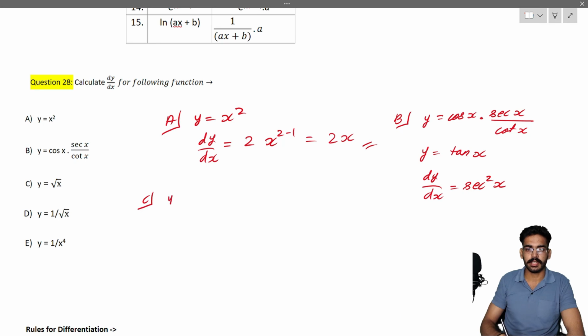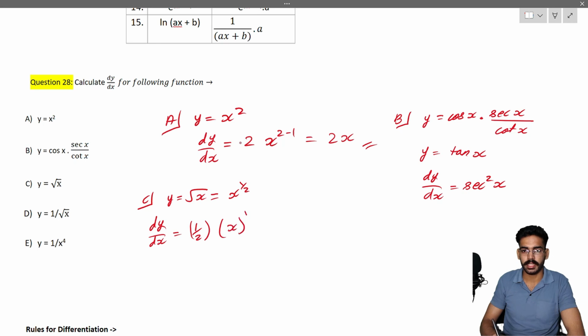Now see part c. Part c is saying y is equal to root x. Root x is basically x to the power half. We have seen this is x to the power n basically. So n into x to the power n minus 1, which is half minus 1, that will be minus half. Minus half goes to the denominator, so that is 1 by 2 root x.